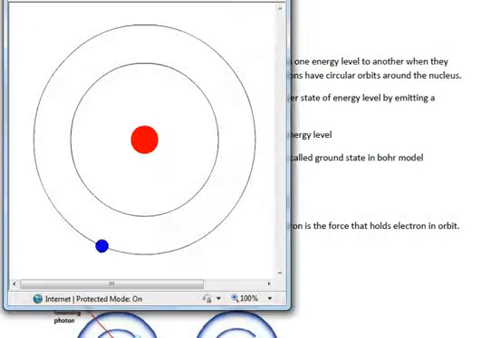As we saw before, here the electron absorbed energy and it jumped to a higher state because of that extra energy, but after a while it loses that extra energy because it wants to return back to its original position. After losing that energy, it returns back to its original energy state.